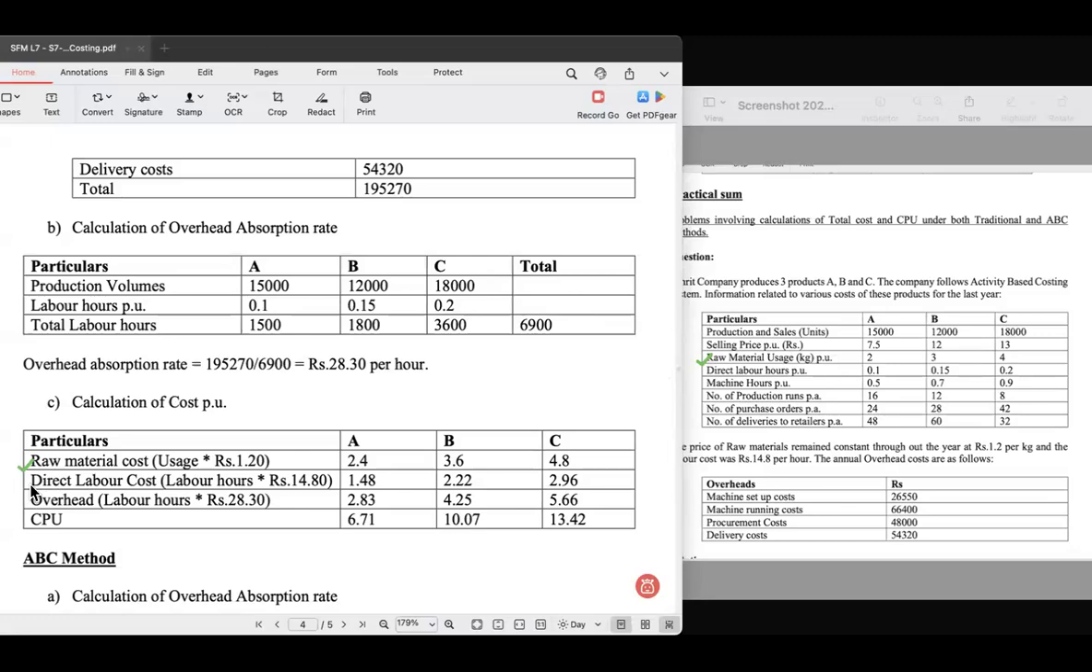And we need the direct labor cost as well. To find the direct labor cost, we need direct labor hours and the overheads. Overheads, we already calculated the total overheads over here, right? And yes, the total labor hours, we already calculated it. Now tell me, where do we find the raw material cost and the labor cost? Because without them, you're not able to find the raw material cost for product A, B, C.